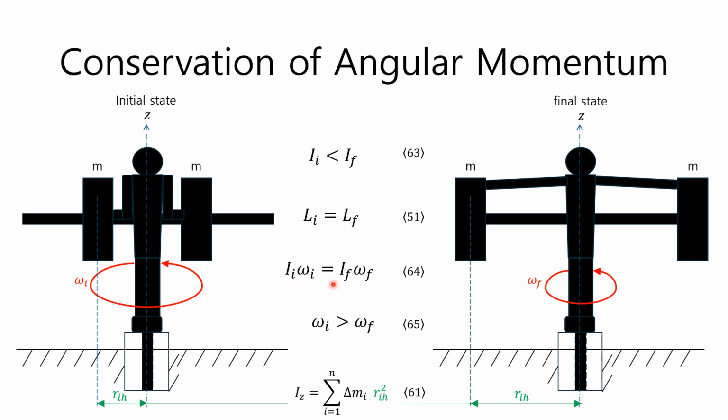As shown in equation 61, the mass moment of inertia Iz is proportional to the square of the distance from the rotation axis, so the farther the mass that makes up the system is from the rotation axis, the larger the mass moment of inertia Iz becomes. Therefore, in equation 63, since the mass moment of inertia of the final state is greater than the mass moment of inertia of the initial state, the angular velocity of the final state must be less than the angular velocity of the initial state, as shown in equation 65. This principle can be applied to the movements of athletes.